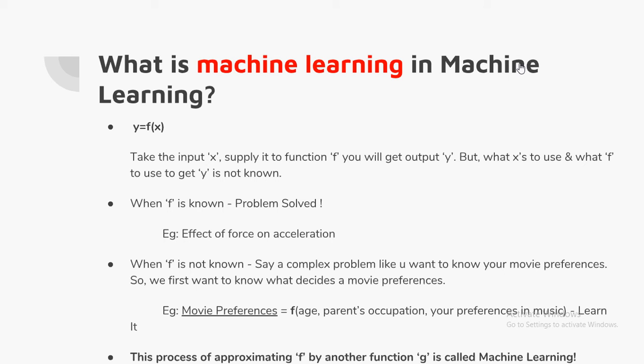And we learn it by doing a lot of repetitive iteration and trial and error. This process of approximating f by another function g is all about machine learning. We don't know f, but what we do is approximate f by another function, which is the complete process of machine learning.